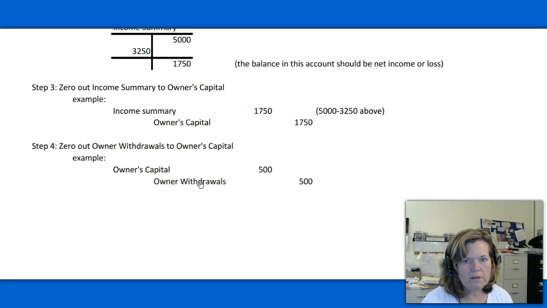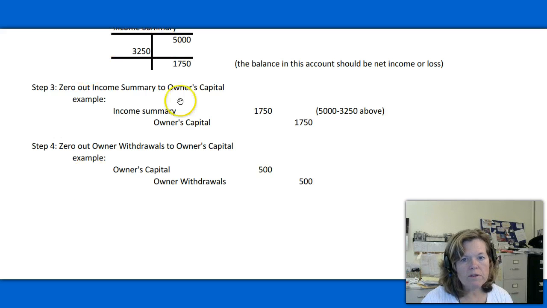How do I get it zeroed out? I need to credit it $500. So that's where the $500 credit is coming from. My offsetting debit is going to be to owner's capital. Again, I'm zeroing out the withdrawal account to owner's capital. When all is said and done, another double check you can do is the balance in your owner's capital account should agree to the ending balance on your statement of owner's capital.